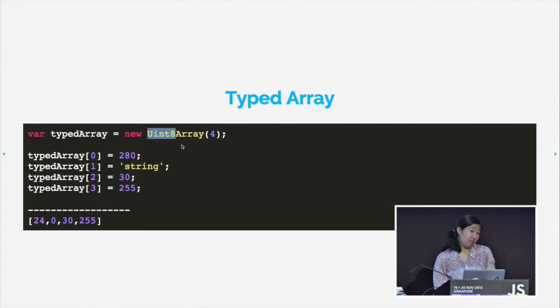So Uint8 means 8-bit unsigned integer. That means anything you put in has to be an 8-bit unsigned integer. 8-bit is 0 to 255. If you put more than 255, it will just hold an overflow from that. If you put anything that is not an integer, like a string, it will just not put it in there for you. It just stays as 0. And if you put a number that's within range, then it will just keep that number.